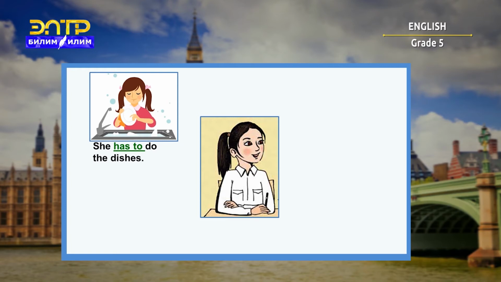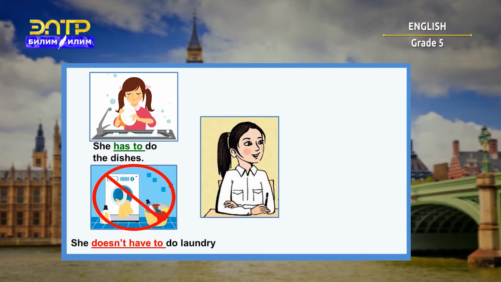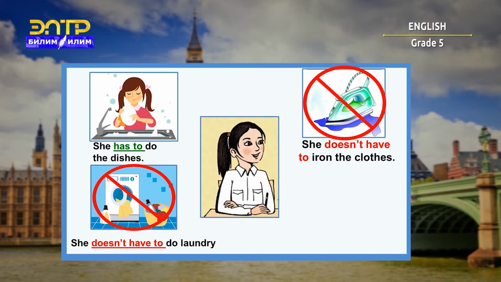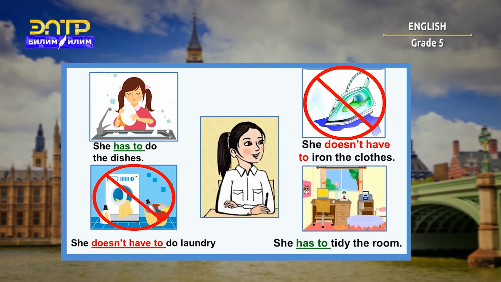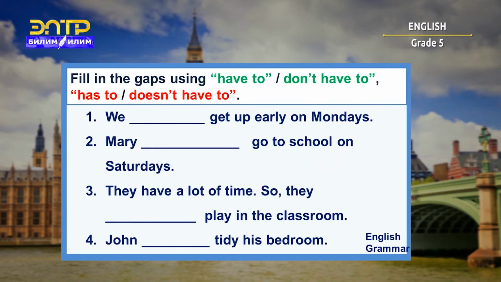She has to do the dishes. She doesn't have to do laundry. She doesn't have to iron the clothes. She has to tidy the room. Great. And here is another task for you. Please fill in the gaps using have to, don't have to, has to, or doesn't have to.